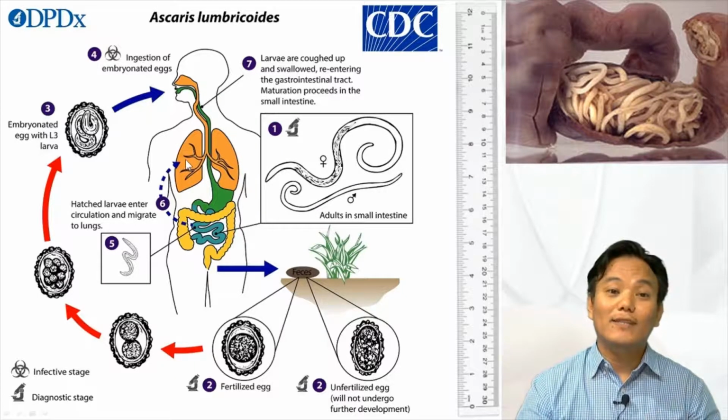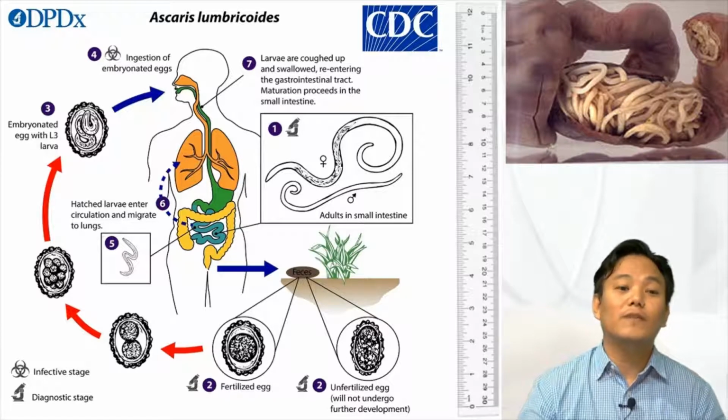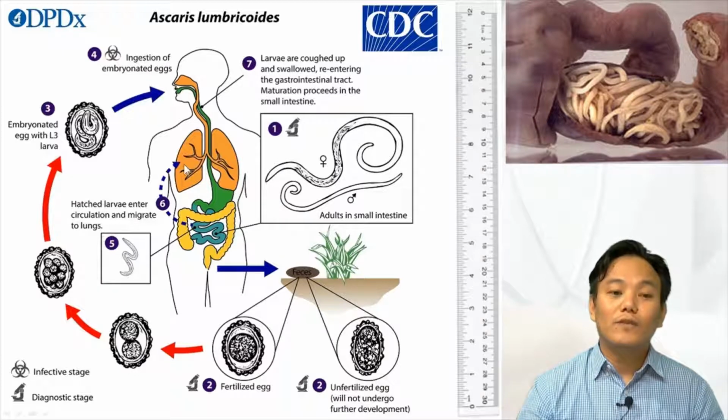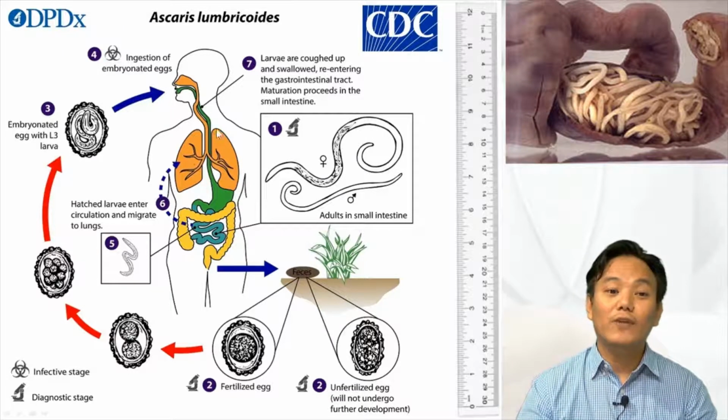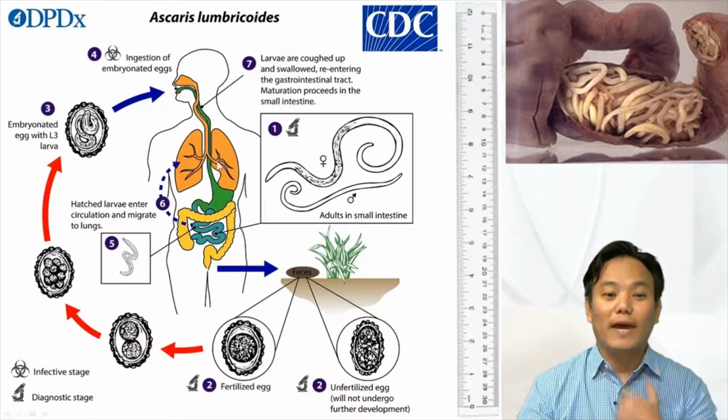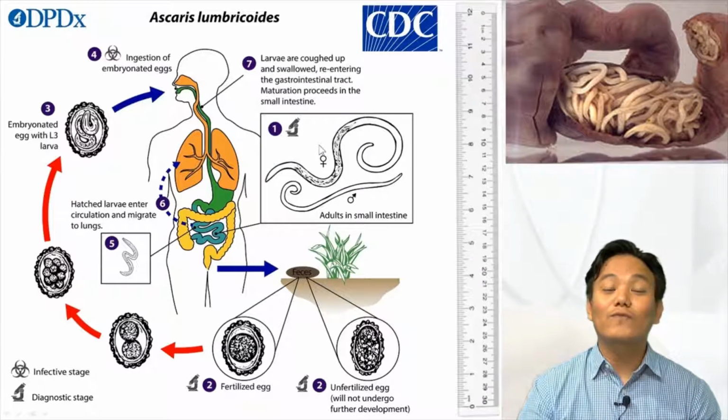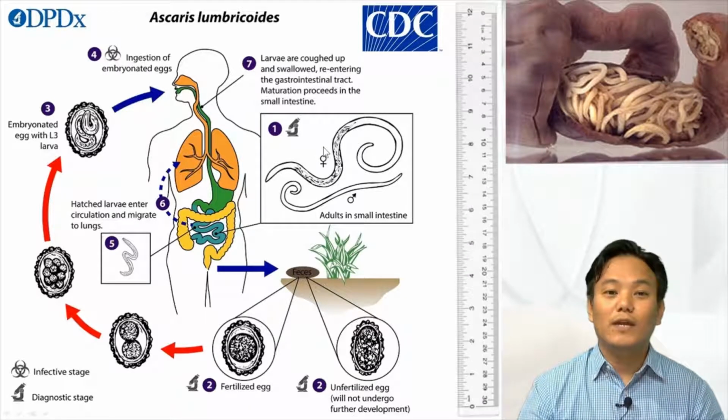And there the larva slowly changes, right? It starts to develop towards the adult form. And from the lungs, it will enter into the alveoli, and from the alveoli it will move towards the throat, and from the throat it will be swallowed back into the small intestine, and there it will fully mature, and we are back to the same stage, the adult stage in the small intestine.